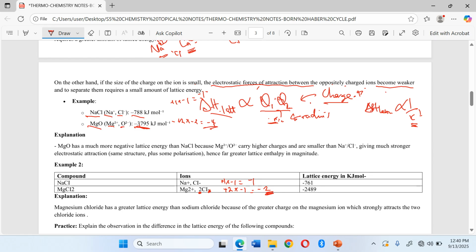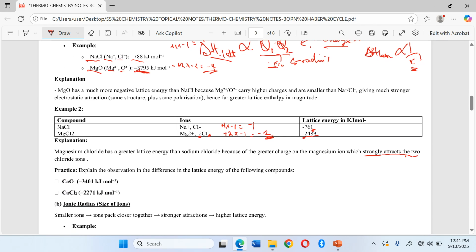That's why we see that magnesium chloride has 2,489, while here you can see it is smaller. It is smaller because of the charge. So magnesium chloride has a greater lattice energy than sodium chloride because of the greater charge of the magnesium ion, which strongly attracts the 2 chloride ions.